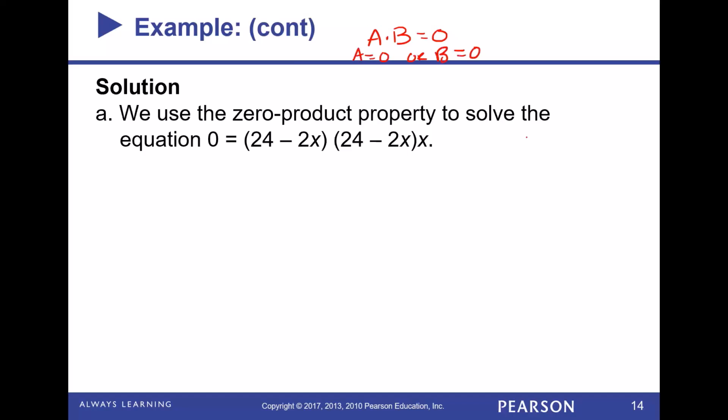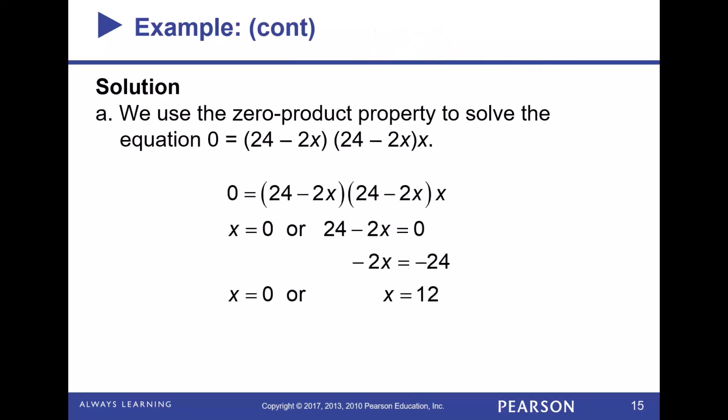Okay. So it could be one or even both. It doesn't matter. It's basically the zero factor property that we were using at the very beginning. So I'm basically going to take each one of these factors and set it equal to 0. Now you'll notice that that 24 minus 2x, I'm only going to write it one time.